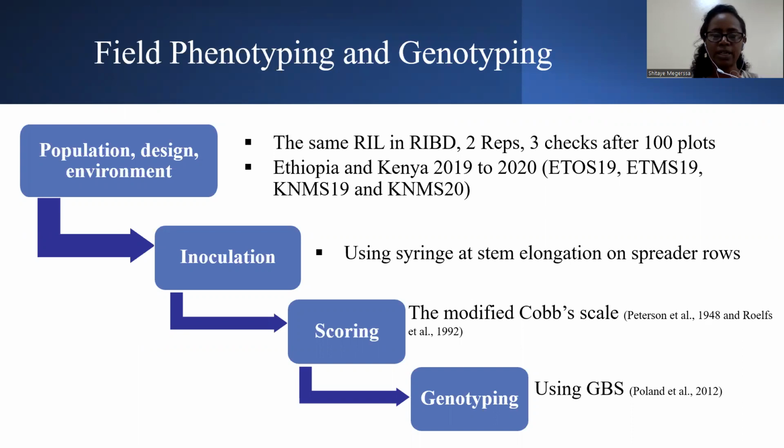So we did inoculation using a syringe at the stage of stem elongation on the spreader rows, and we first prepared the spore suspension. And then we did scoring using the modified Cobb scale, and genotyping was done in North Carolina using the GBS protocol developed by Poland.